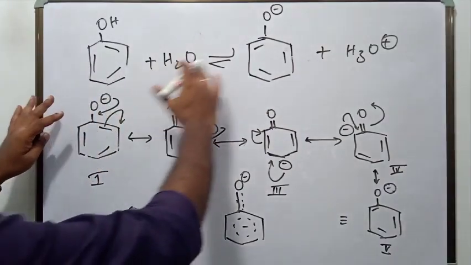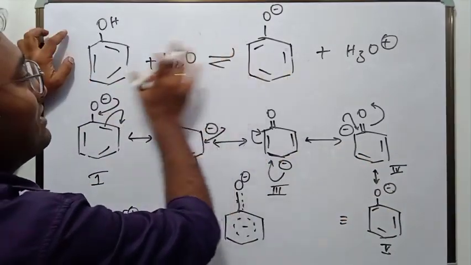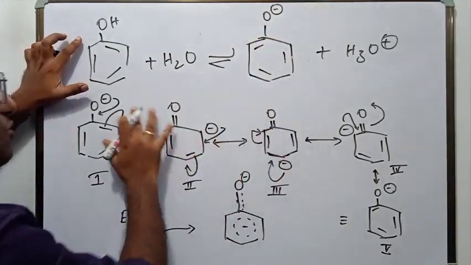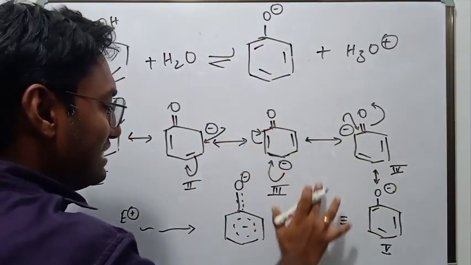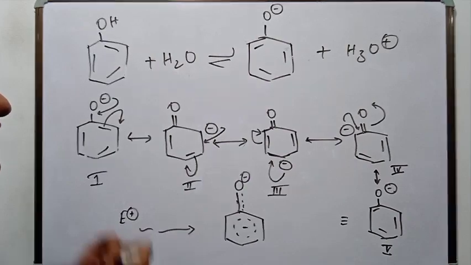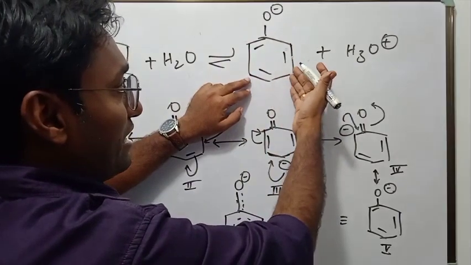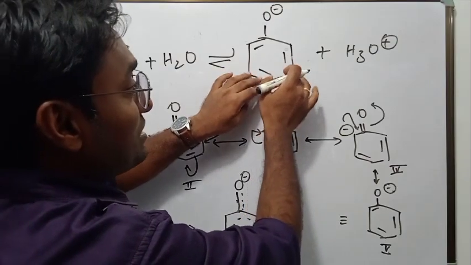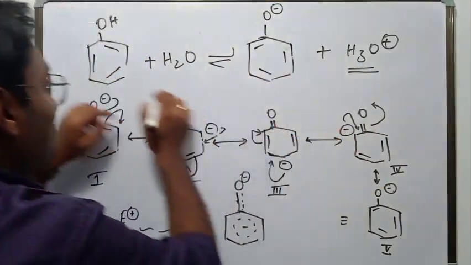So the phenoxide ion gives rise to resonating structures. The phenoxide ion, the conjugate base of the phenol, when it is formed, the electrons are delocalized, and this delocalization, which is also called resonance, brings unexpected stability to the phenoxide ion. And because of the unexpected stability in the phenoxide ion owing to resonance, its formation is favored. Thereby dissociation is favored. Thereby phenols are acidic in nature.